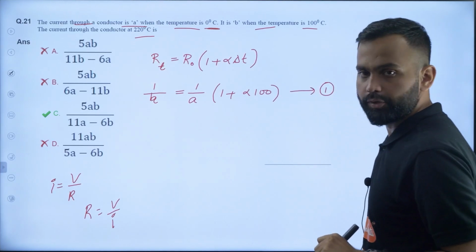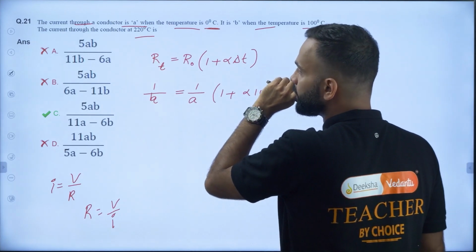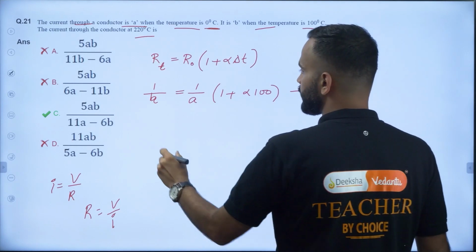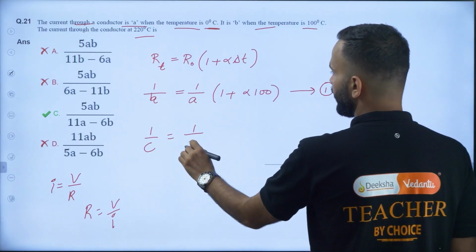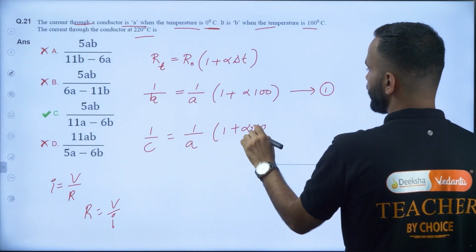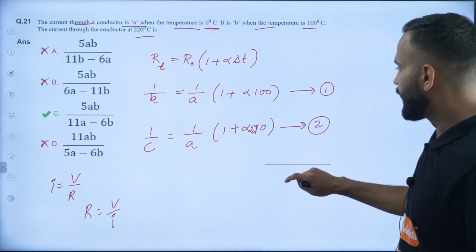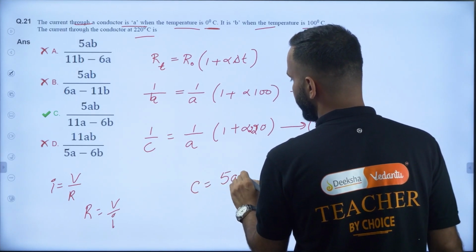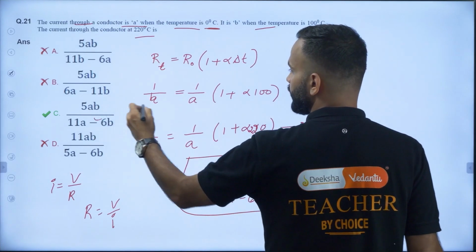Now the second equation. Here the current is, let's say, C when the temperature is 220 degrees Celsius. So 1 by C is equal to 1 divided by A into 1 plus alpha into 220. So this is the second equation. Solve the first equation and second equation, you will get C is equal to 5AB divided by 11A minus 6B. The correct option is C.